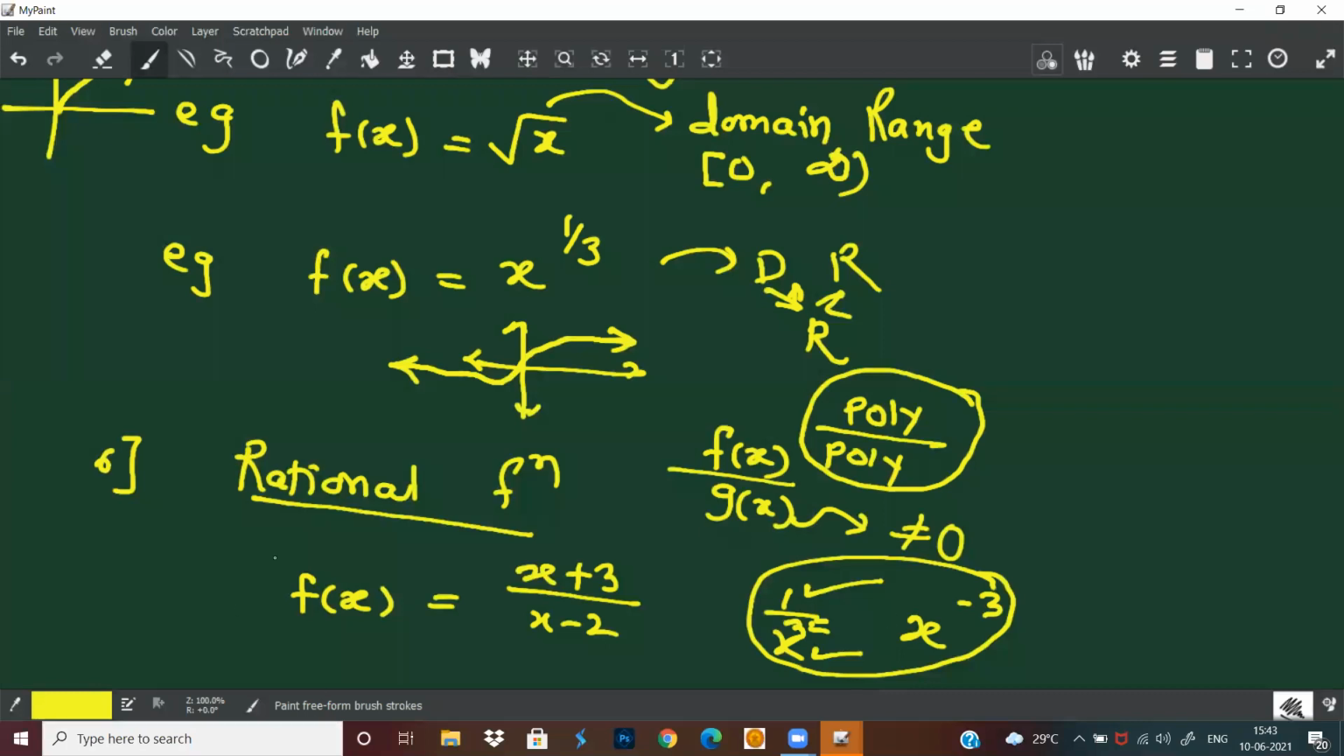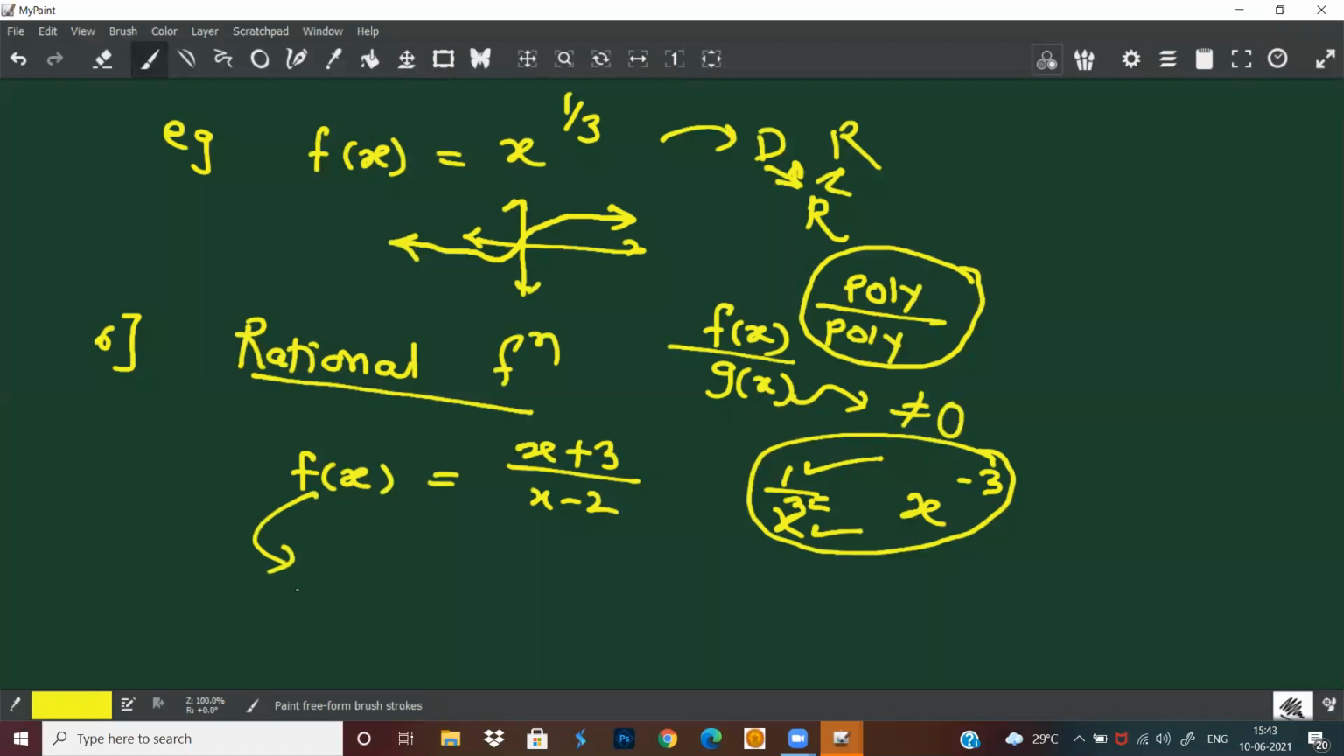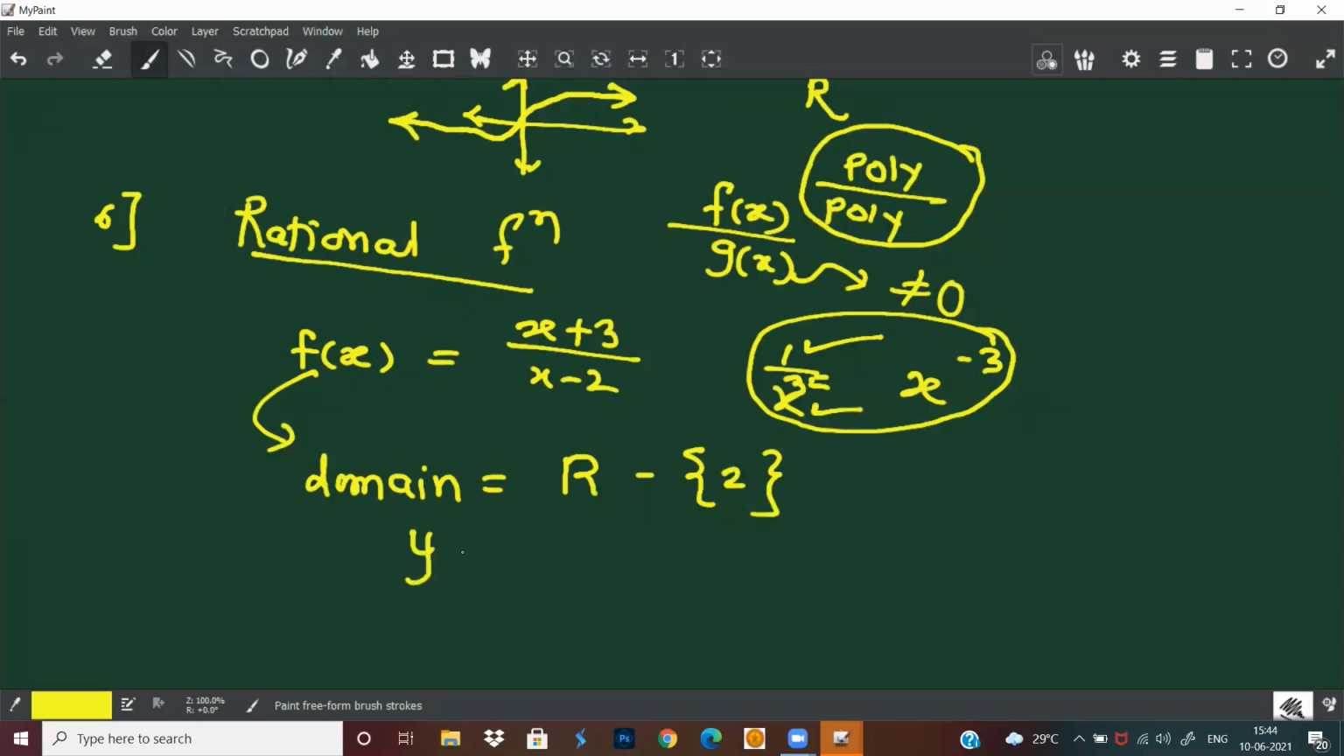यहाँ क्या आएगा range बोलो? पहले domain बोलो. It will be every real number except 2. और रेंज कैसे निकालते हैं इसका? रेंज पता है? I taught you. You will take it as y. क्रॉस मल्टीप्लाई करो, x वाले टर्म साथ में लो.